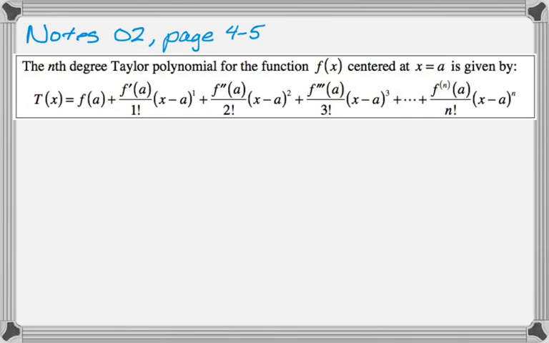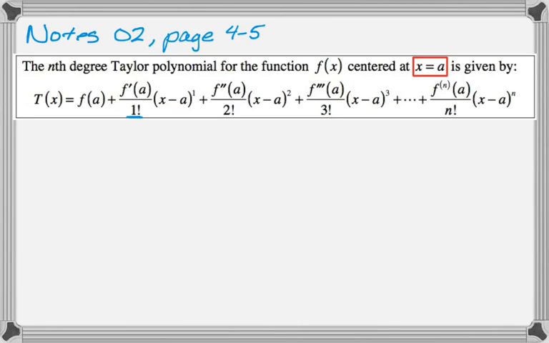You always have the nth derivative over n factorial and then x minus a to the n. So if you kind of look, we got it centered at x equals a, so there's always going to be a quantity x minus a. Sometimes it's centered at 0, which causes a little confusion because then you're doing x minus 0 to the n, so no one really writes that, but it's there.